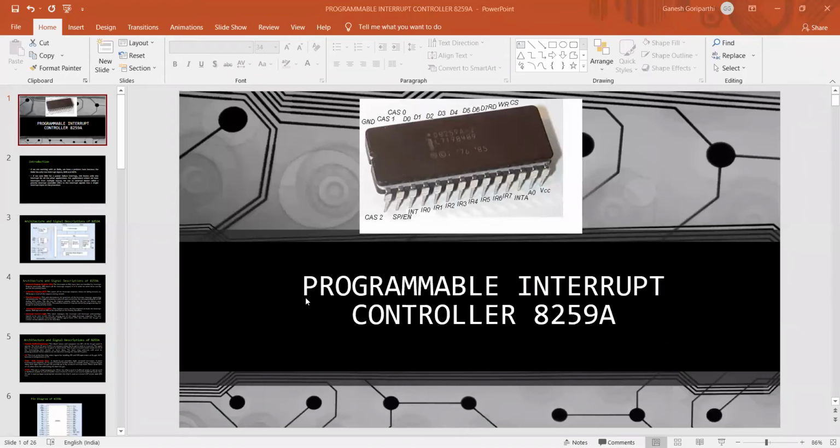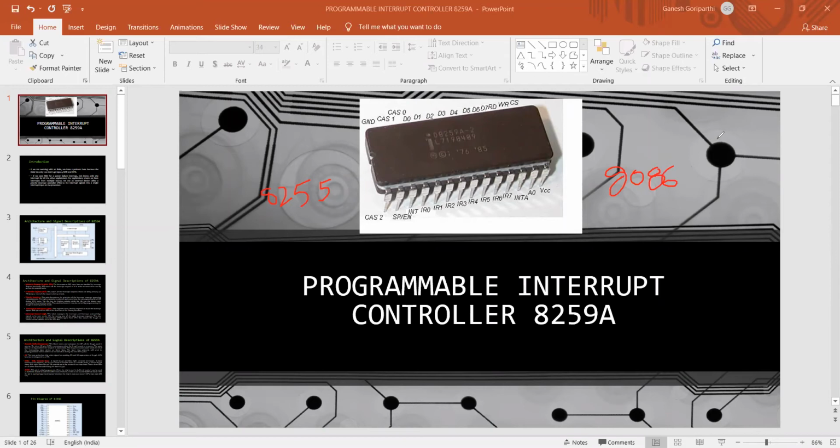Till the last class, we discussed a device called 8255, which is nothing but the programmable peripheral interface. What was the purpose of that particular device? The purpose is to interface, or establish communication, between the 8086 and the peripheral devices.